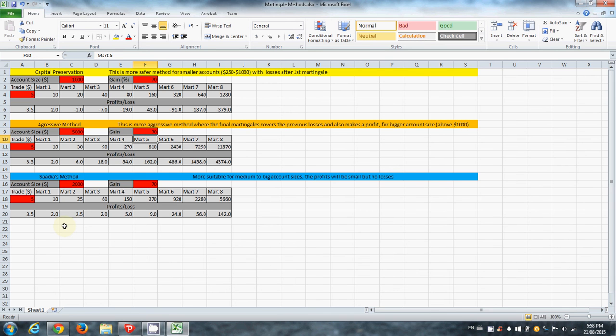Now I have come up with another method. I've named it Sadia's method after my name, and because I don't like losses, I don't even want to have a $1 loss if I'm trading. So if I am martingaling, then I'm not very comfortable having losses. Otherwise, I'll not martingale at all and move on to the next trade setup. So I have devised a method which is more suitable, I think, for a medium-sized account.